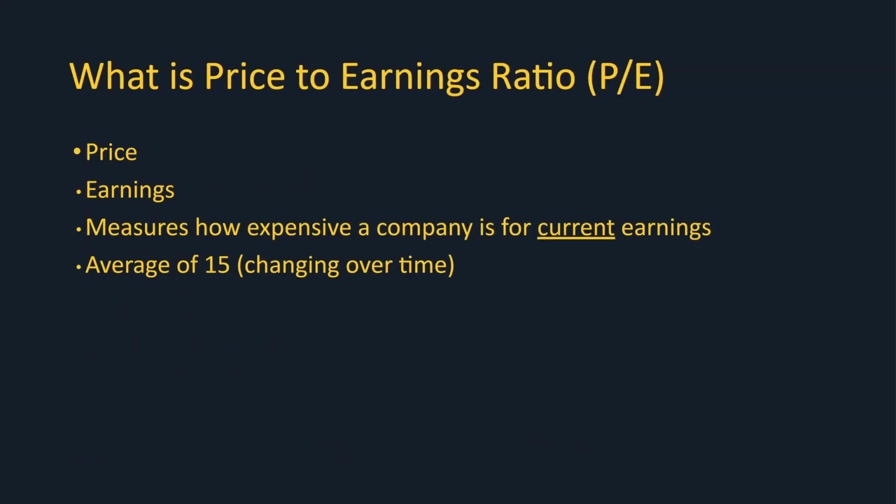What is the PE ratio? Well, the PE ratio is the price of a stock divided by the earnings of a stock. If you have a high PE ratio, it means that you're paying a lot to get the current earnings. If you have a low PE ratio, then it means that you're paying very little for the current earnings. The word current is very important because, as we'll see later, growth is a very important factor that will influence your PE ratio. The average PE ratio is 15, but this changes over time, but around 15 is what is normal to look at.